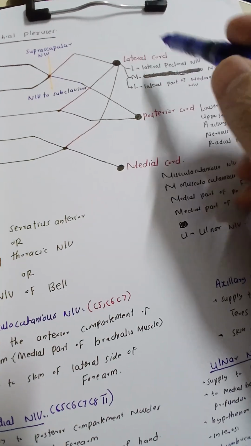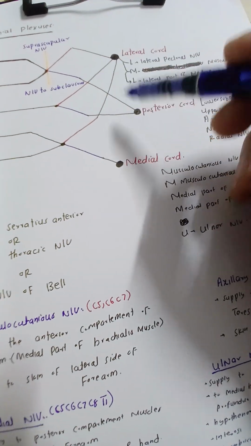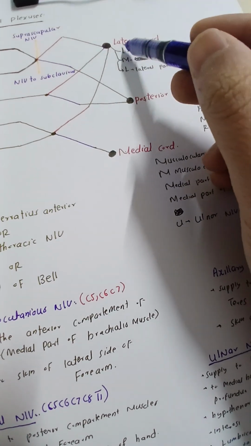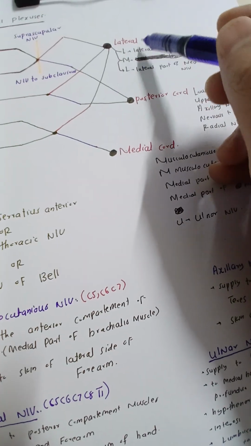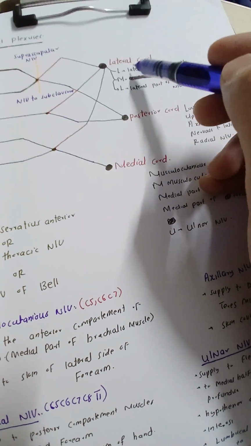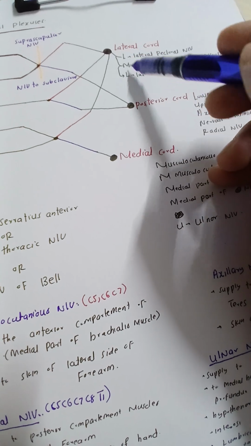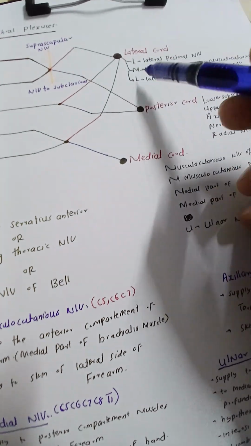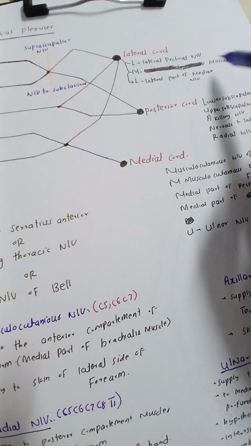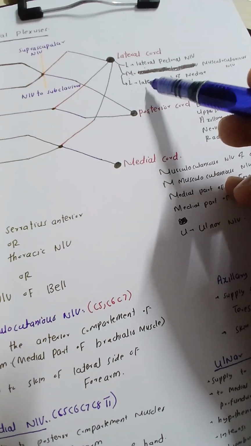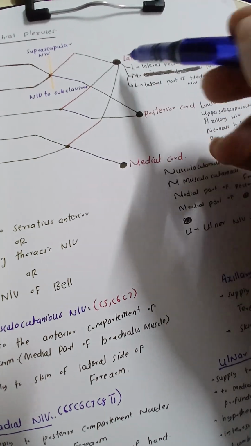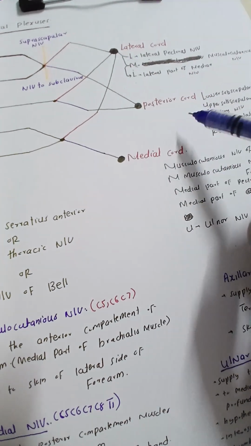Then we have all these cords that will give some branches. So first of all we discuss the lateral cord. The lateral cord will give three branches, which we learn by a mnemonic called LML. So L will be lateral pectoral nerve, M will be musculocutaneous nerve, and L will be lateral part of median nerve. So these three branches are given by the lateral cord.